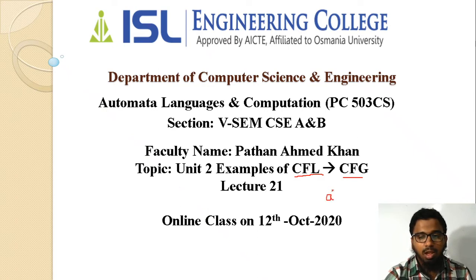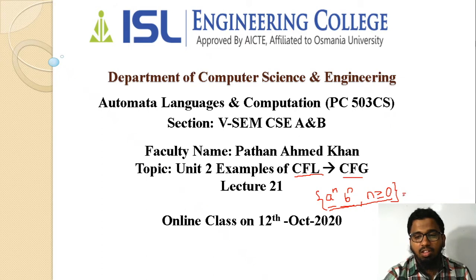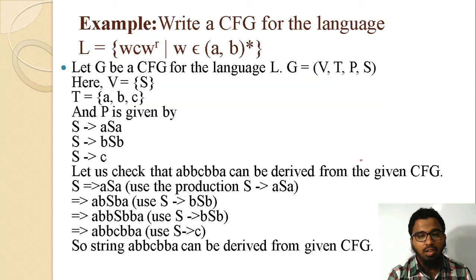In the last class, a power n and b power n, where n is greater than or equal to 0, this is called a language, and this thing we need to convert into a grammar. In today's class we are going to see how to convert, what is terminal and non-terminal, what is V, and how many tuples there will be in the grammar. We will quickly review the previous classes, then we will start the next one.